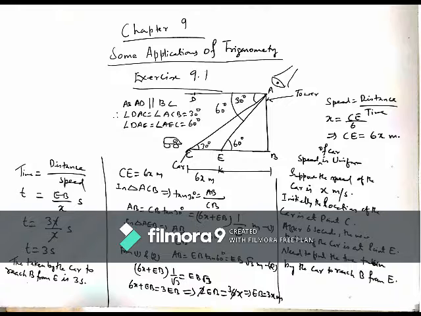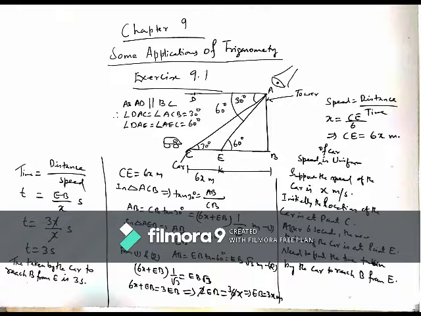So the person who is standing at the top of the tower, let AB be the tower. He is standing there and watching a car which is at point C at present. In this figure, the car at point C makes an angle of depression of 30 degrees.